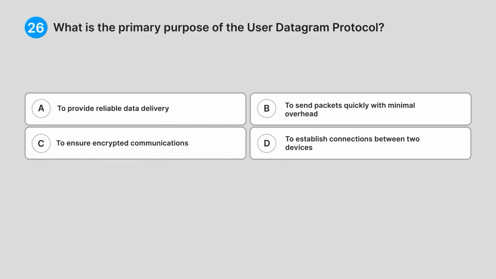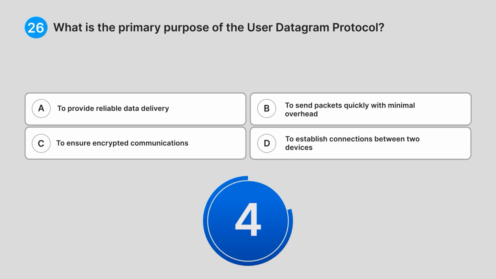26. What is the primary purpose of the user datagram protocol? A. To provide reliable data delivery. B. To send packets quickly with minimal overhead. C. To ensure encrypted communications. D. To establish connections between two devices.